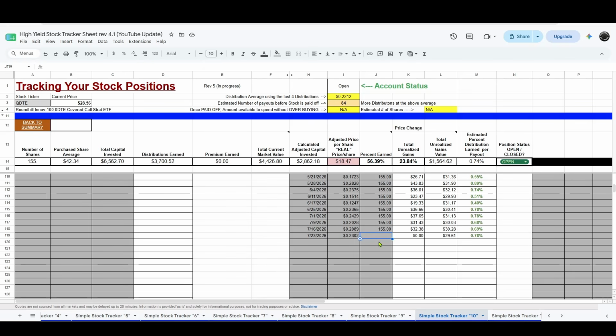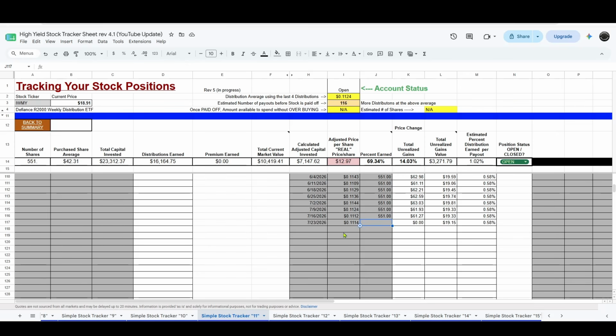QDTE, we earned 23 cents this week, and I have 155 shares, which is going to lower that real price per share of $18.47 down to $18.24. And notice that the current price of QDTE is $28.56. So if I were to sell all my shares at that current price, I would make $1,600. So I am down a few, but the majority of them I am up. So therefore, overall, the portfolio is positive.